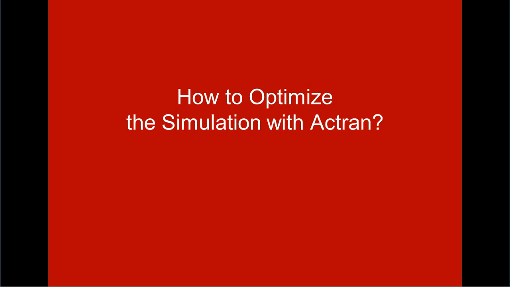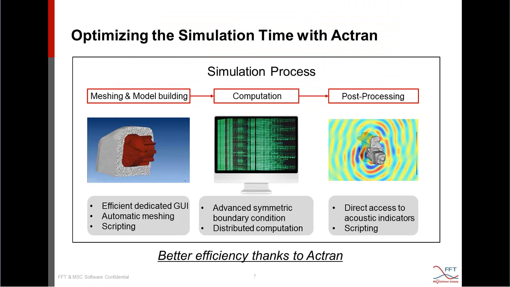So let's see more generally how to optimize the simulation with Actran. Actran has significant assets for improving the acoustic simulation's efficiency. It starts with the pre-processing thanks to a dedicated GUI, the automatic meshing and the scripting ability that allows automating the entire pre-processing. Then for fastest calculations, Actran offers advanced symmetric boundary condition and distributed computations with parallelism and multithreading. Finally, about the post-processing, Actran gives direct access to acoustic indicators, like the radiated power, the dissipated power in each layer of a multi-layer material, or transmission losses, TL in short.